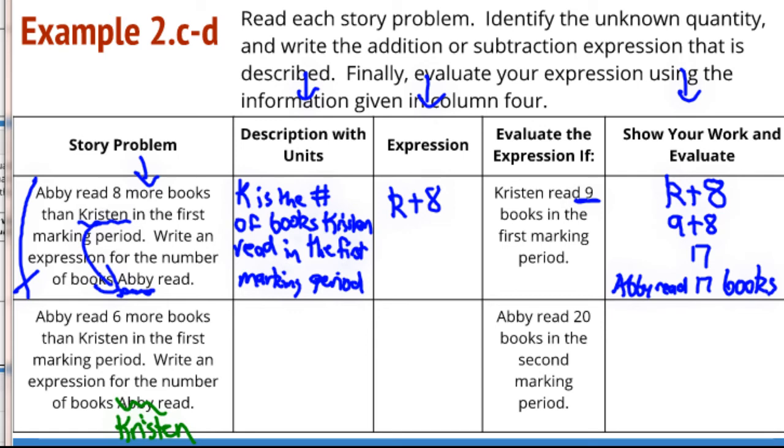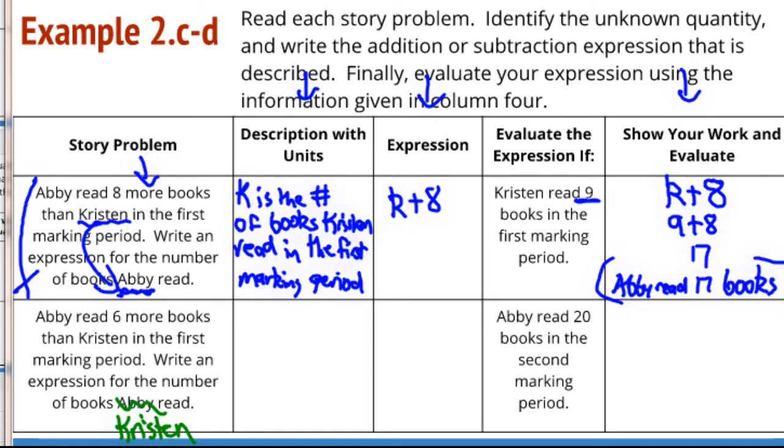So be specific there. We went through all this work to figure out the importance of the label. Let's use the whole label here. It doesn't say Abby read 17 books in the school year. It doesn't say Abby read 17 books last night. It's 17 books in the first marking period. And I would write that out, but I ran out of room.